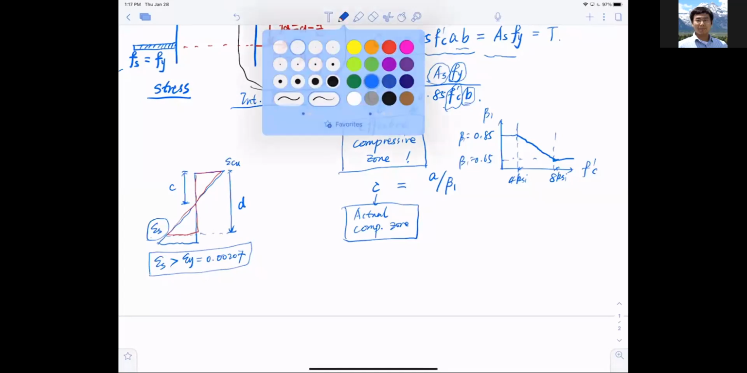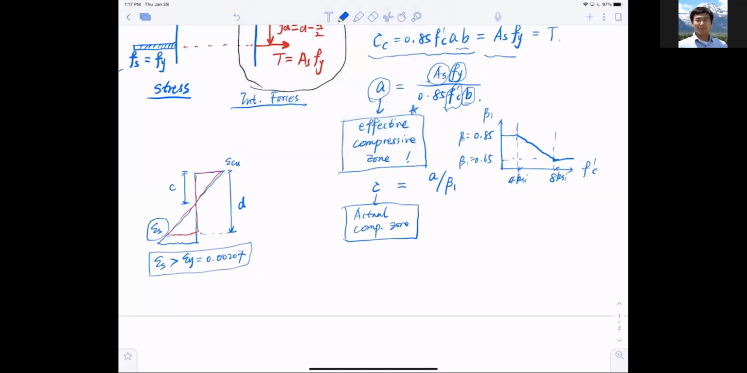So using the relationship, the strain in the steel epsilon S would equal to the bracket of the depth D minus the actual compressive depth C, divided by the actual compressive depth C, and multiplied by epsilon Cu. That is how we calculate the epsilon S. And once you get this strain epsilon S, we just have to make sure that it is bigger than the yield strain epsilon Y, and epsilon Y is equal to the yield strength Fy divided by Young's modulus ES of the steel.